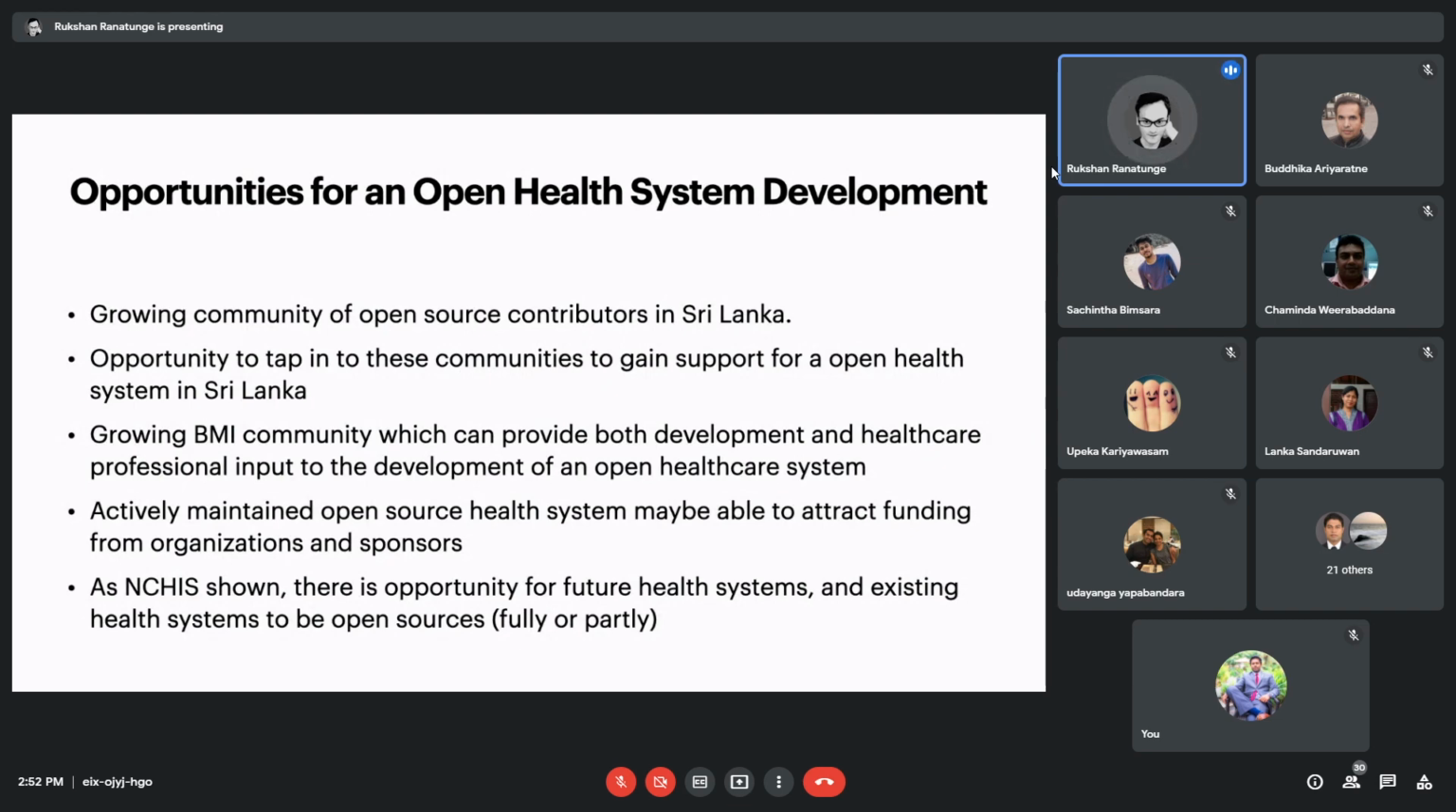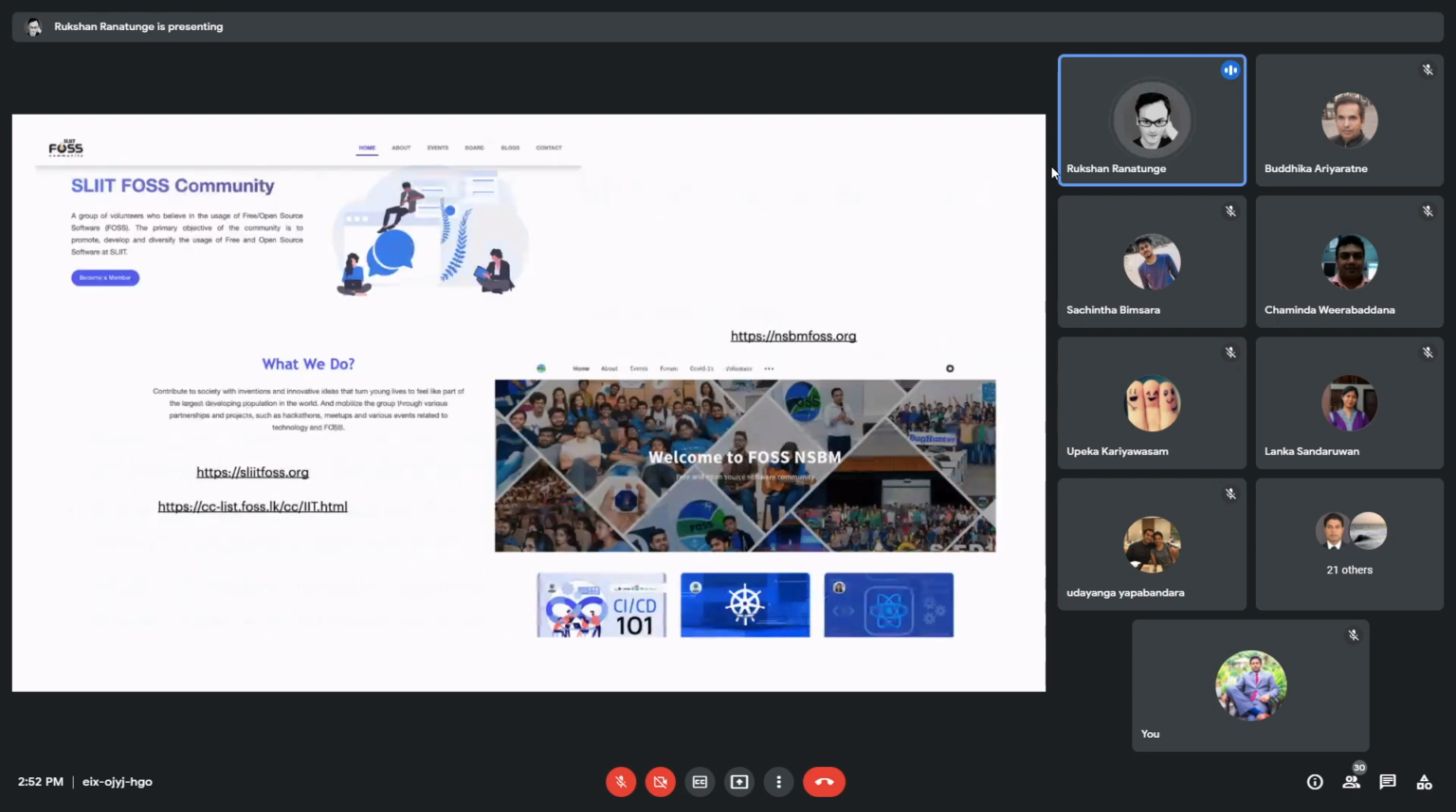And importantly, you don't have to be a developer to contribute to an open source project. You can contribute by helping with documentation, translation, data entering, finding and reporting bugs. Currently almost all government universities which have an IT faculty have an open source community, and most of them have their own websites. So you can communicate with them, and we may be able to get support for a future health open source project.